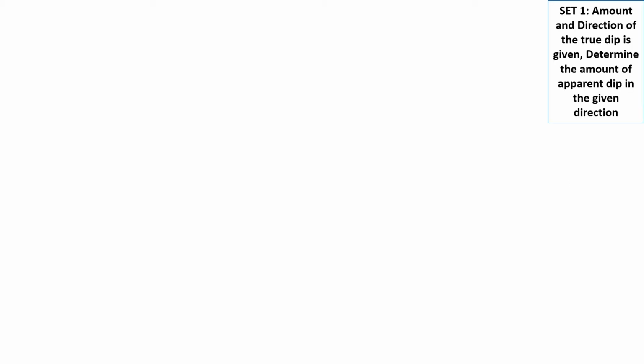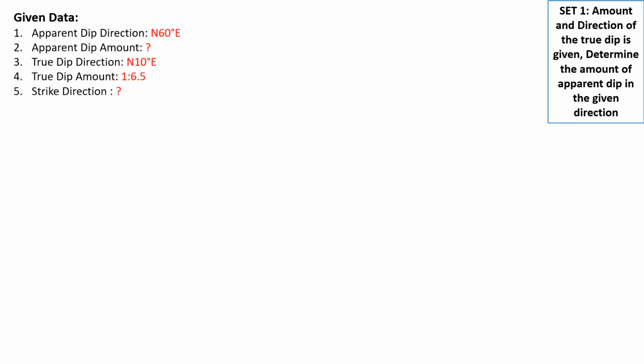Let us see, I have given set 1. Then let's see what the given data are. They have given us the apparent dip direction, the true dip direction, and the true dip amount. We have to find out the apparent dip amount and the strike direction. We'll be solving these problems with the graphical method.